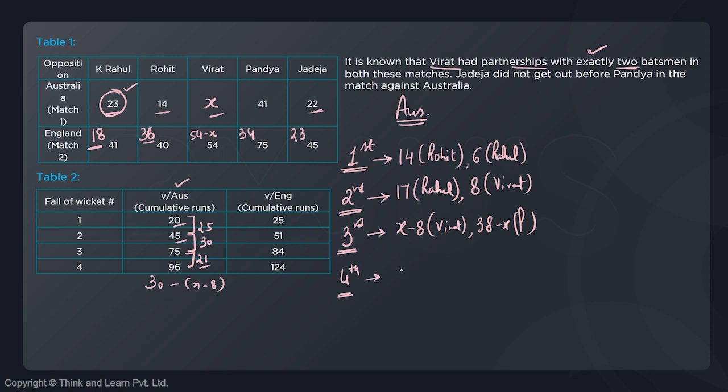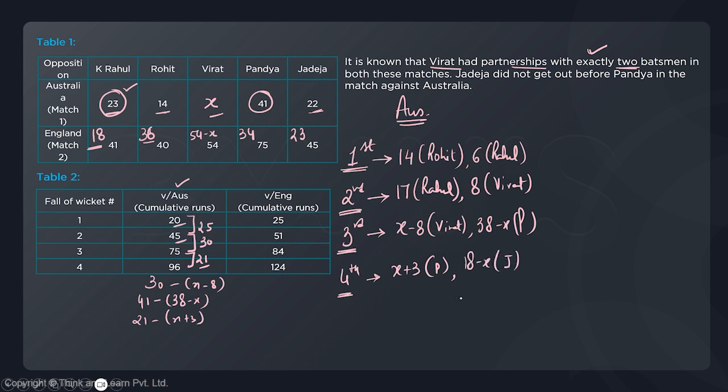Now, how many runs Pandya must have scored? Pandya scored a total of 41 against Australia, out of which 38 minus X is scored in the third partnership. So 41 minus (38 minus X). This is equal to X plus 3. X plus 3 runs must have been scored by Pandya in this partnership. So how much Jadeja scored? It is 21 minus (X plus 3), because the partnership is of 21 runs, and X plus 3 is the number of runs made by Pandya. So 21 minus (X plus 3), that is equal to 18 minus X, is the runs scored by Jadeja here.